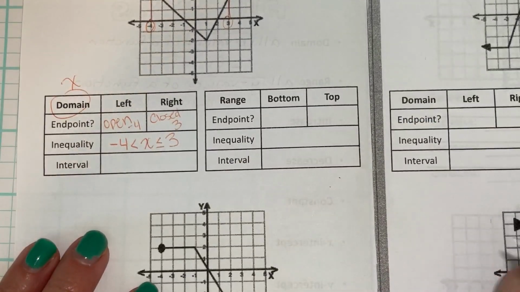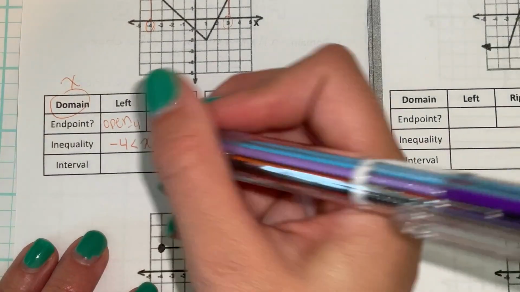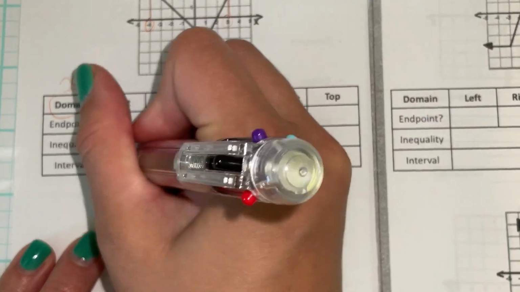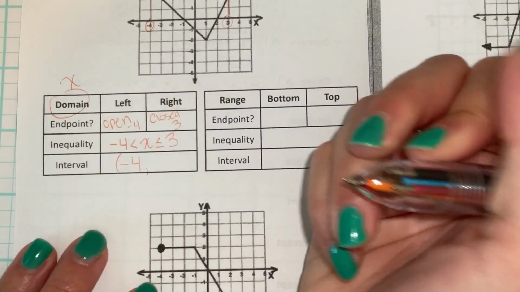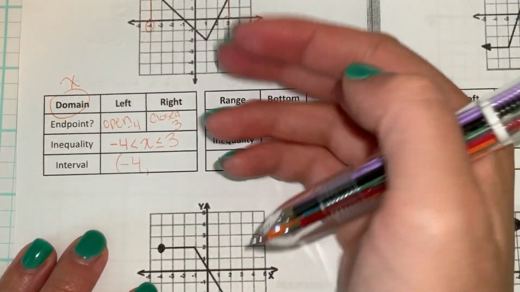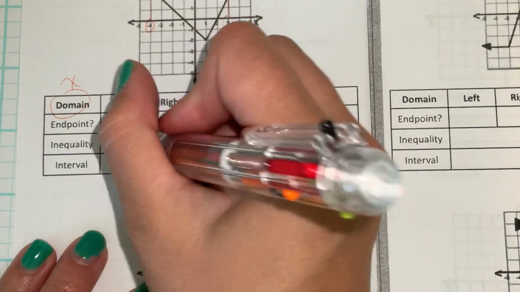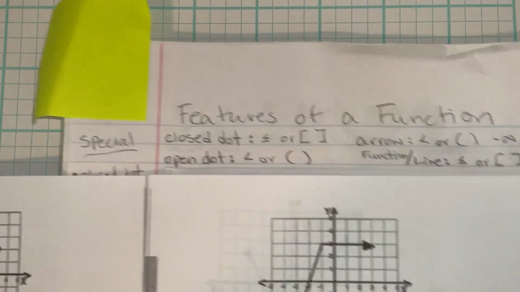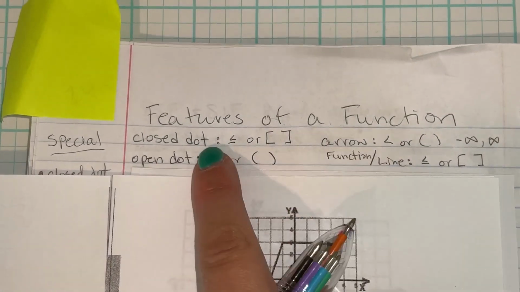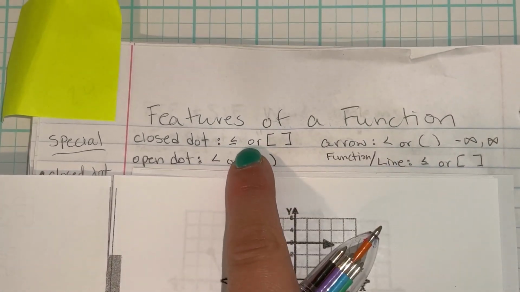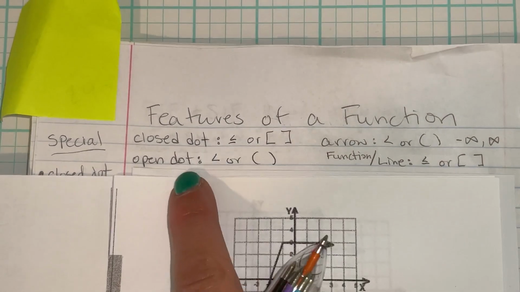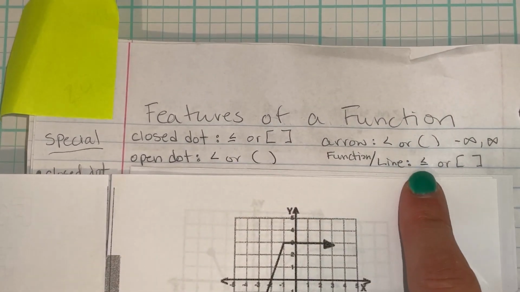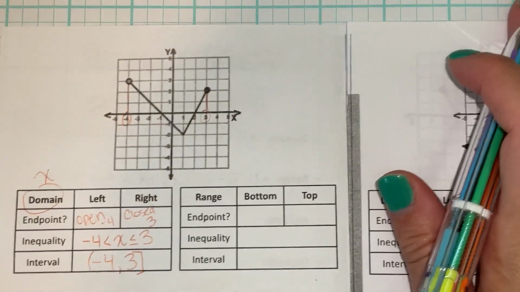For the interval, since it's open, you're going to use a round bracket and a -4, and then a comma, and then you're closed at 3, so you're going to have that 3 and end with a square bracket. So that's what these meant. Closed dot, this is the type of bracket or inequality. Open dot, type of bracket or inequality. Same with arrows and lines. All right, so now we're going to talk about range.